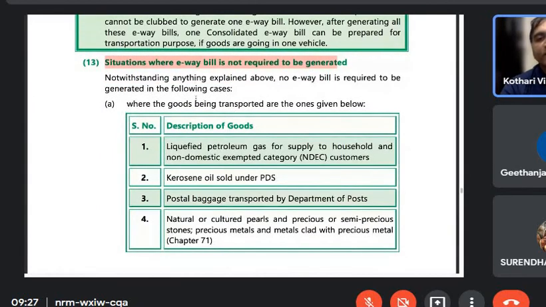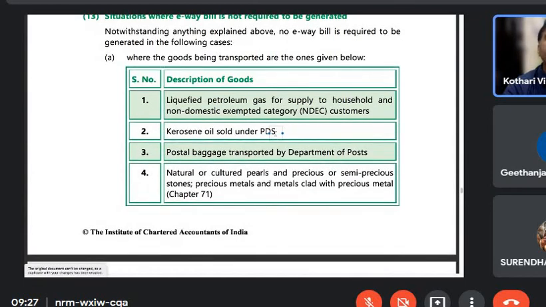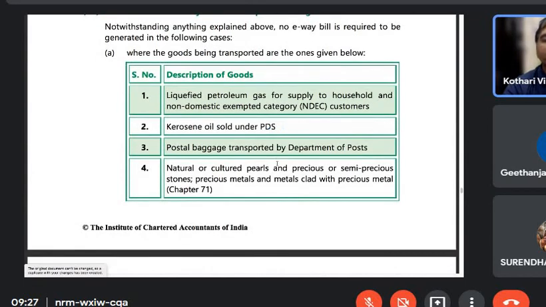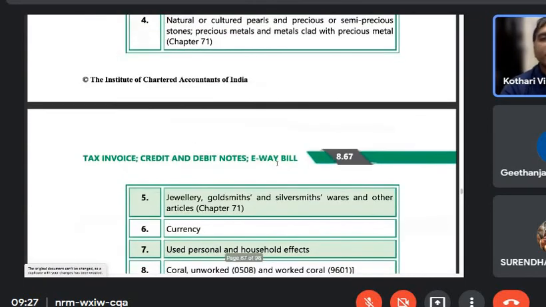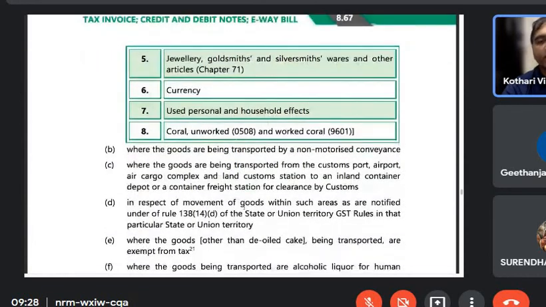So e-way bill is not required to be generated when transporting liquefied petroleum gas for household and non-domestic exempted category, kerosene sold under PDS, postal baggage, transport by the department of post, natural or cultured pearls, semi-finished goods, precious metals, that is gold, silver, jewelry, goldsmith, warehouse, currency, used personal and household effects, coral work. For these, e-way bill is not mandatory.